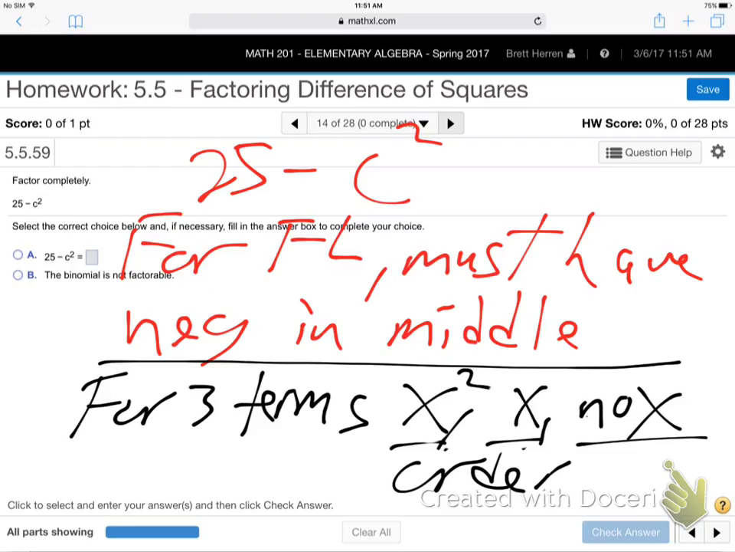But for 2 termers, for FLs, we don't care what the order is as long as you have a negative in the middle. So you have to learn that. Put that on your 3x5 card for the test on Wednesday. That would be a very helpful note. For 3 terms, it's got to be x squared, x, no x, so we do often reorder those. But for 2 termers, the only time we reorder for FLs is if they don't have a negative in the middle. We don't care about powers for 2 termers. All we care about is negative in the middle.